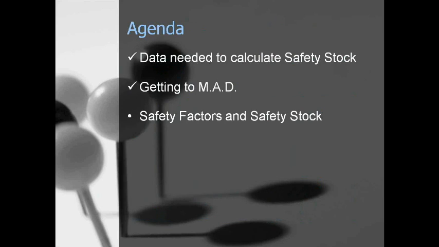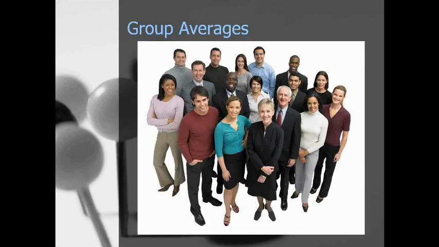So now we've looked at the data that we need and how you use that data to calculate the mean absolute deviation. So let's talk about how you use mean absolute deviation and safety factors to calculate your safety stock.